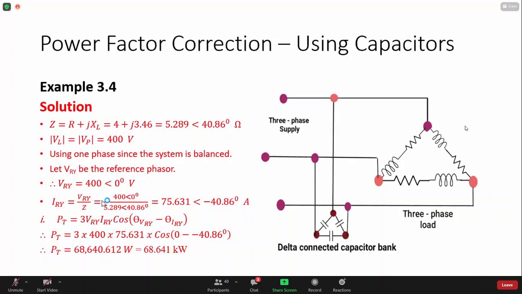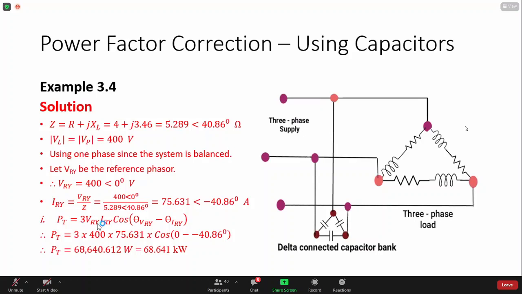All right, so this is how you do it. 400 angle 0 divided by Z, 5.289 at angle 40.86. Phase current of 75.631. All right, now the total power, since it's a balanced system, we just need to find the power in one phase and multiply by 3.